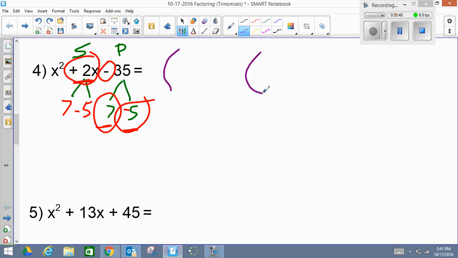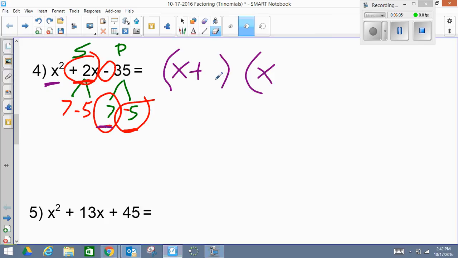Trinomial, I factor, it gives me two parentheses. The x squared breaks into x and x. And now it's a matter of just bringing the two numbers. My first number is positive 7, so I put plus 7. And my second number is negative 5, so negative 5. And I'm done with that trinomial. So that's the idea. That's how it works, the trinomial using product and sum.